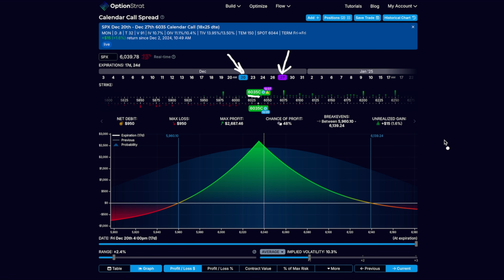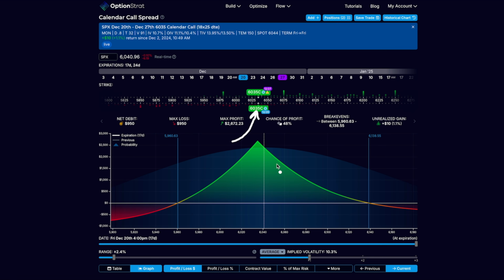Front month and back month are old terms left over from when calendar spreads were traded using just the monthly expirations. For simplicity of this video, I'm going to refer to my front month as my short strike or my short expiration, and then my back month will be referred to as my long strike or my long expiration.